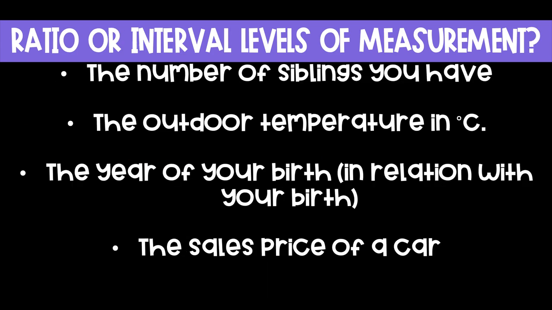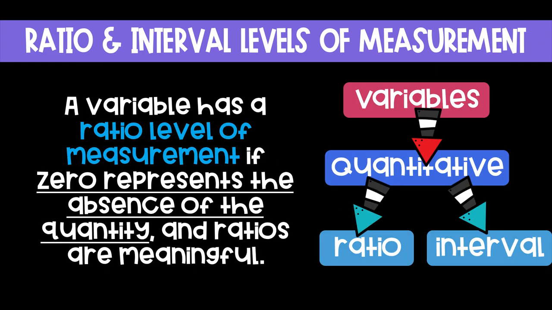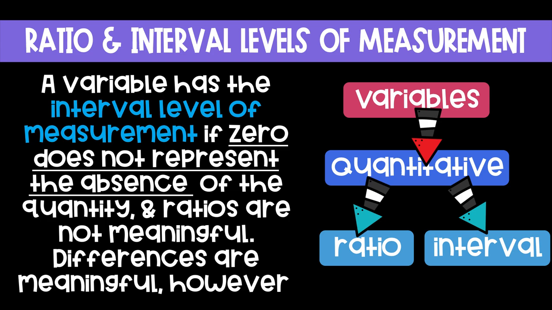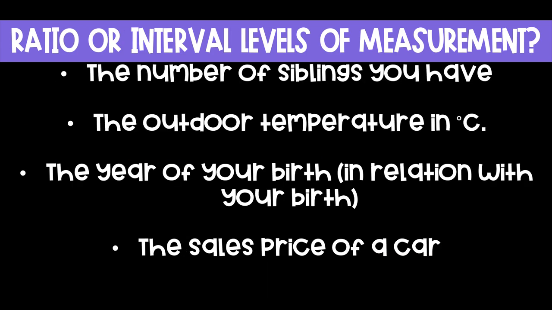if we're talking about the number of siblings you have, going back to our definitions, it's a ratio level of measurement if 0 represents the absence of a quantity, and it's an interval level of measurement if 0 does not represent the absence. The number of siblings you have, does 0 represent absence of siblings, like no siblings? Yes. So that one would be a ratio one.